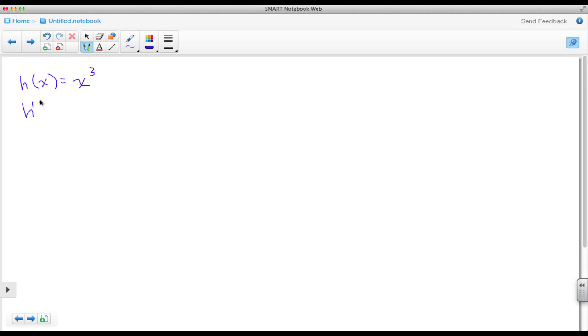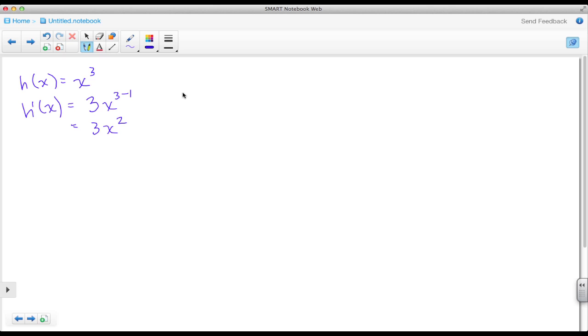Again, following the shortcut method, h prime of x, I take the power, bring that out front, and then I decrement that power by 1. So this is going to be 3 minus 1, which turns into 3 times x squared.